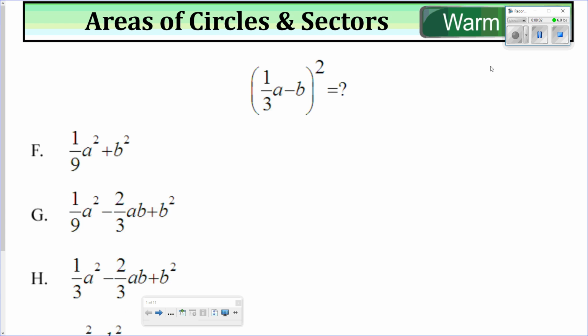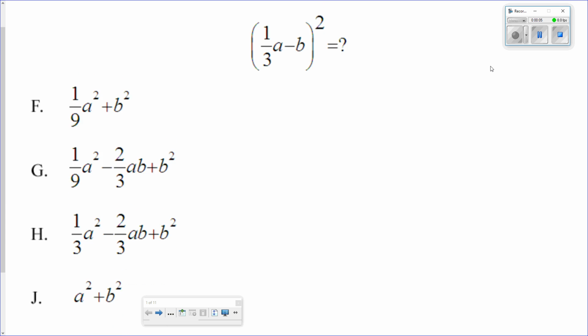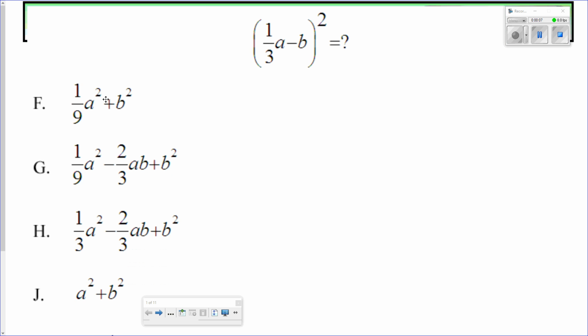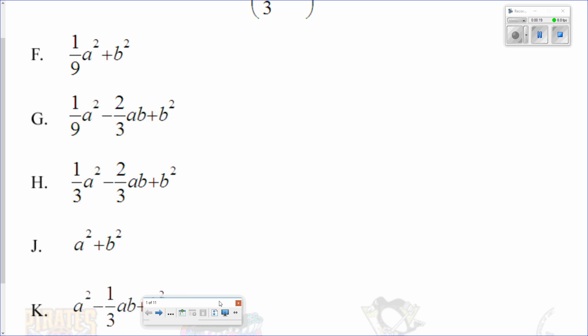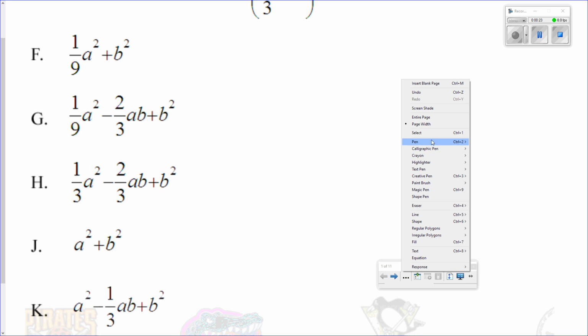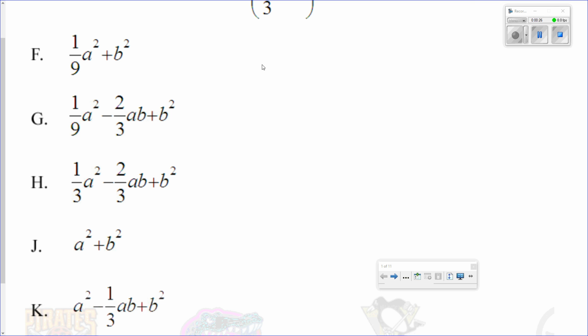Okay, so we're going to talk about areas of circles and sectors today, but first, I would like you to take a look at this warm-up question. 1/3 of a minus b, squared, would be what? I'm going to scroll down just a little bit so you can see all the options. I'll rewrite it so we can see: 1/3 of a minus b, squared. Pause the video for 2 minutes and tackle this one real quick.